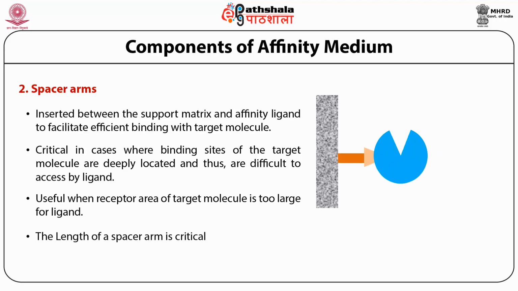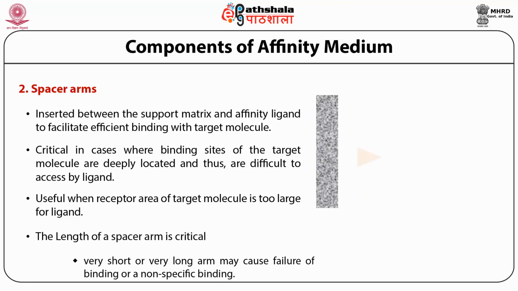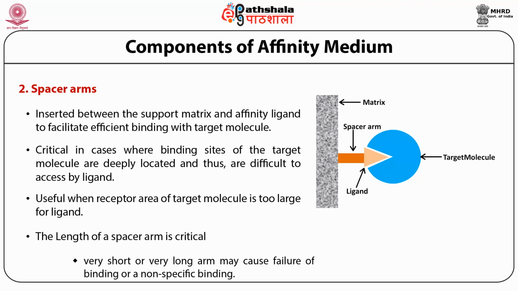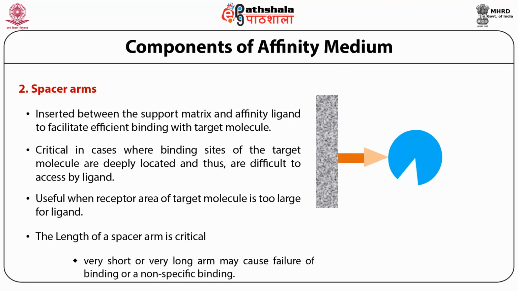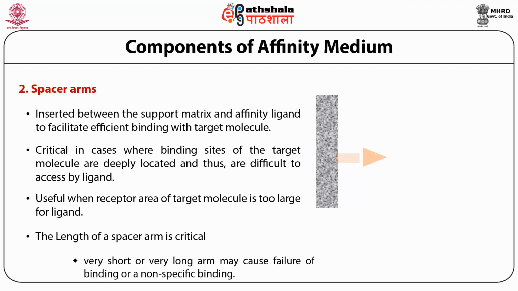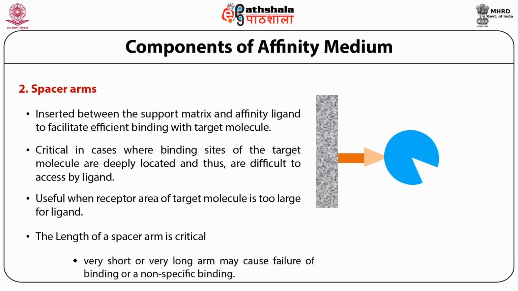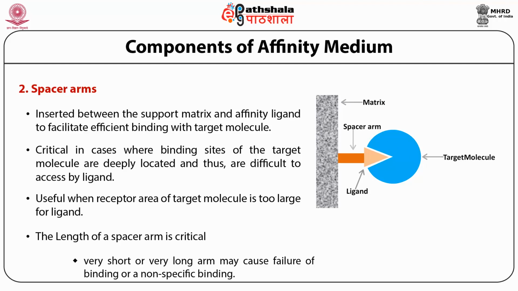The length of the spacer arm is critical, as improper size may cause binding failure or in some cases non-specific binding. The figure on your screen shows a schematic representation of how a spacer arm is attached to the matrix. You can see there is a matrix, and to the matrix an appropriate spacer arm is attached, and to the spacer arm a ligand is attached, and to that ligand the target molecule binds, so that there is enough space for the target molecule to bind. So the spacer arm is important because it provides enough space for the target molecule to bind.